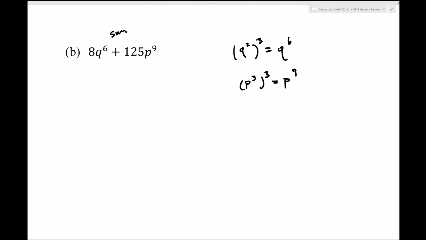Let's talk about the numbers now. Is 8 a cube of another number? And is 125 a cube of another number? Specifically whole numbers. 8 is the cube of a whole number, the number 2. 2 times 2 times 2 is 8. So then this is 2q squared, cubed. The next one, plus 125 is the cube of 5. 5 times p to the 3rd power, cubed.